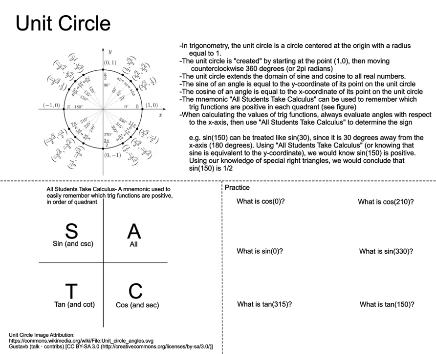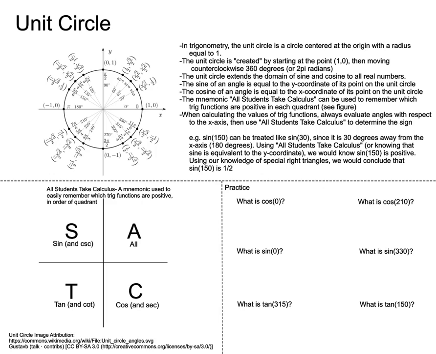The unit circle is a circle centered at the origin with a radius equal to 1. So if we wanted to create a unit circle, we would start at the origin and then go out 1 unit to the right. That would bring us to point (1, 0). Then we would move counterclockwise a full 360 degrees, or if we're using radians, 2 pi radians, in order to complete the picture of the unit circle.